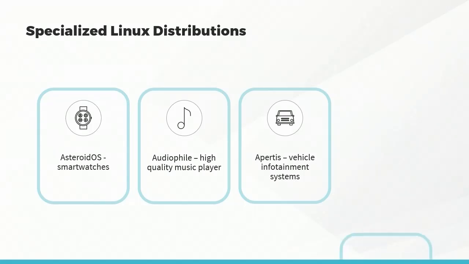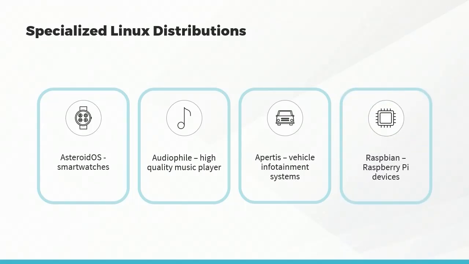Other specialized Linux distributions would include Raspbian. This is for Raspberry Pi devices. Raspberry Pis are like small computers that are small circuit boards that can be used for specialized purposes, and they can be customized, whether it's for gaming, for robotics, for video surveillance, and so on.